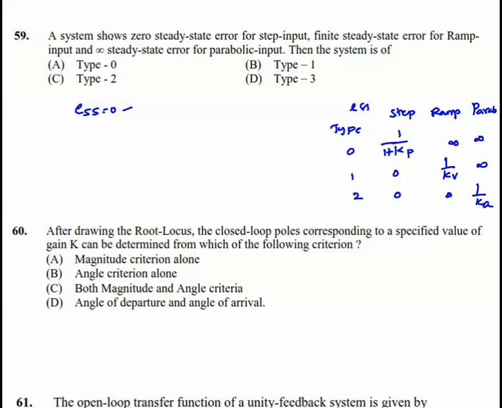So the given question: a system shows zero steady state error for step input, finite steady state error for ramp input, and infinite error for parabolic input. So this is a type 1 system. From the table we can directly write the solution here.